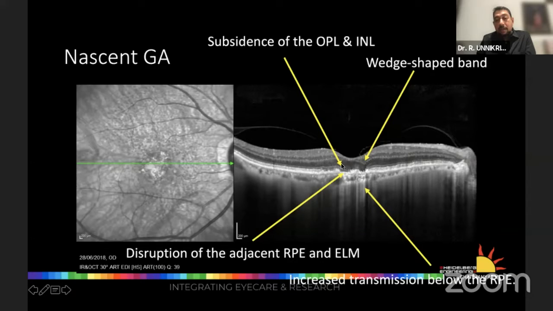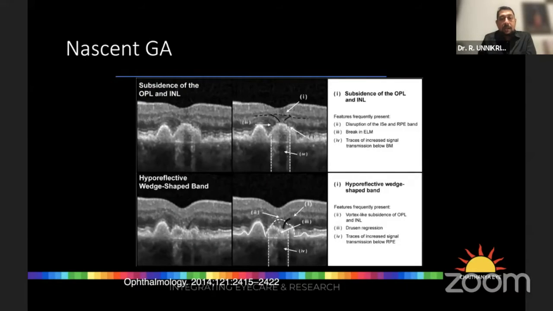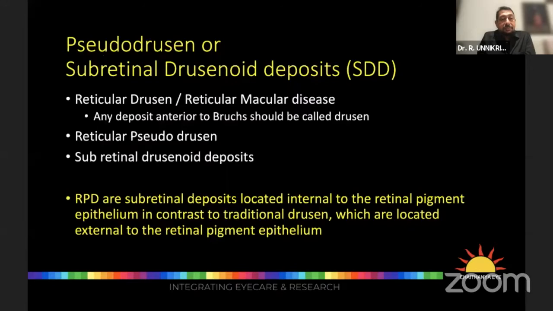Here you see small areas, but what defines nascent GA is the dipping of the ONL layer and the INL layer. This is called wedge-shaped hyporeflectivity. This is what defines nascent GA or early phase of incomplete atrophy. So as I said, the subsidence or the dipping of the OPL and the INL layers you see here, and here you see hyperreflective areas which correspond to the dipping, and this forms nascent GA.